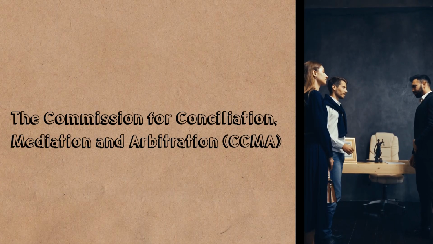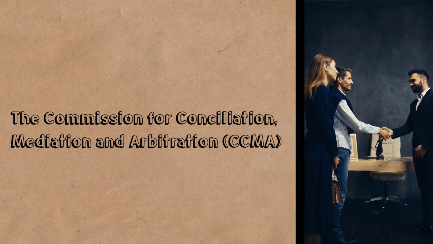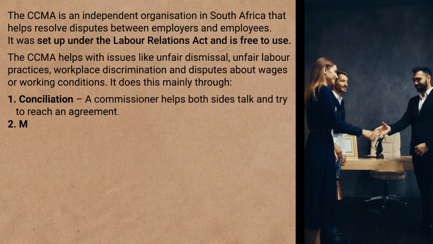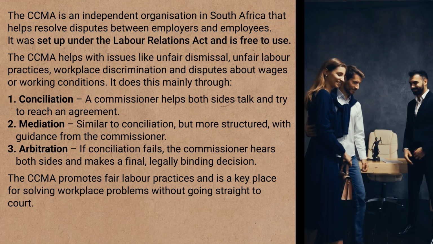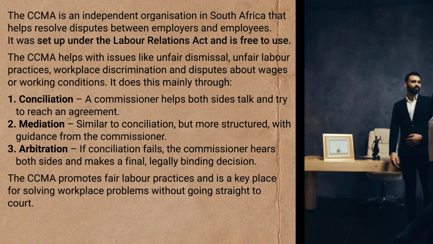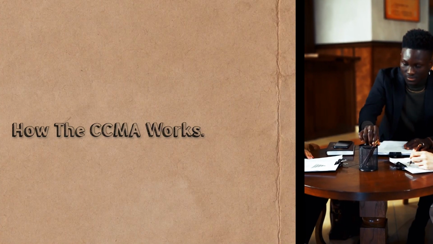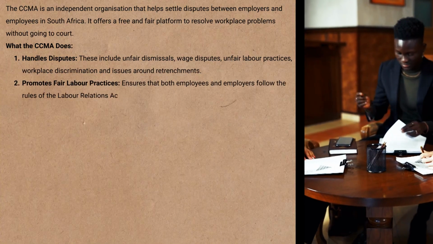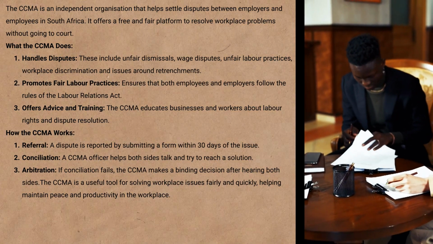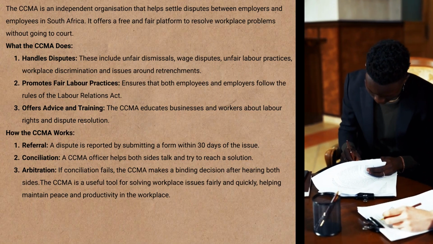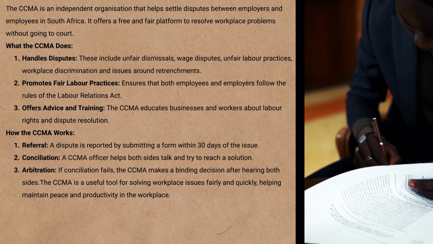The Commission for Conciliation, Mediation, and Arbitration, CCMA. The CCMA is like a referee for workplace disputes in South Africa. It's a government body that helps solve disagreements between workers and bosses without going to court. How it works. Referral. If there's a dispute, either side can ask the CCMA to step in. Conciliation. They first try to get both sides to agree through talks. This is like mediating a schoolyard argument.